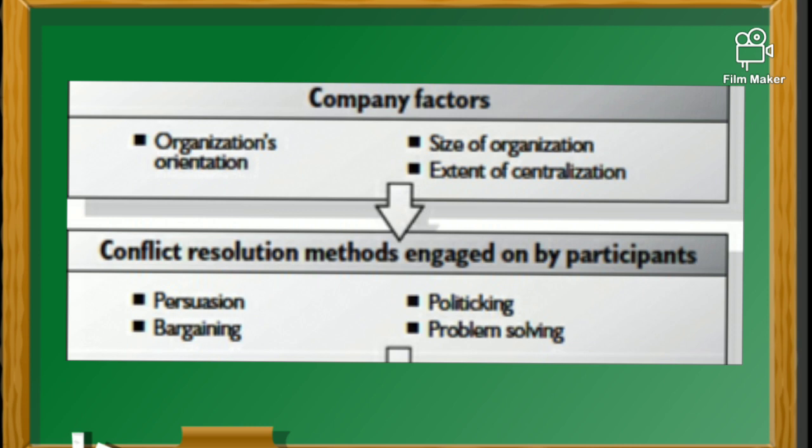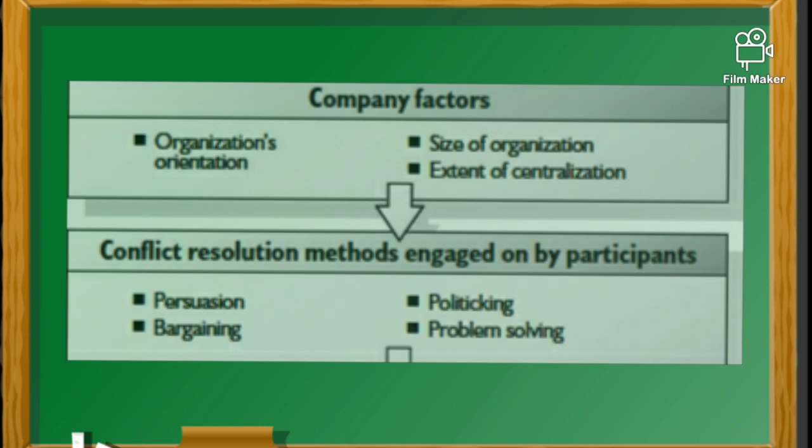And the next one is conflict resolution methods. How are you engaged by the participants? If you get into any conflict, how are you engaging with that, whether you are into a problem solving technique, whether you are into bargaining, or you are into politically solving those problems, how your company is supported by this. So based on this also, your organization buying behavior happens.